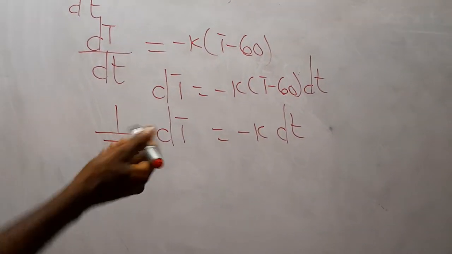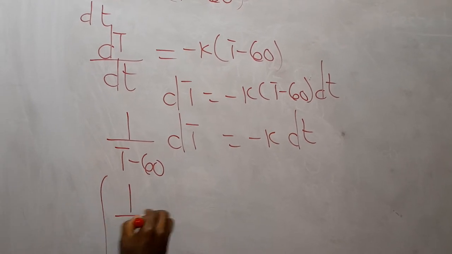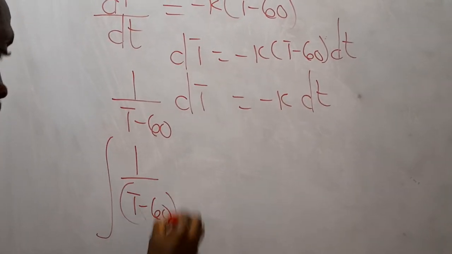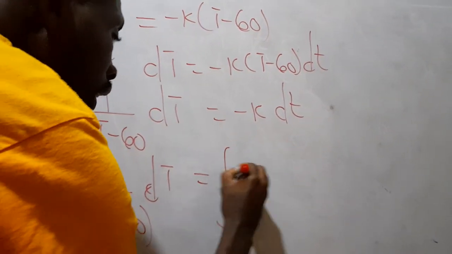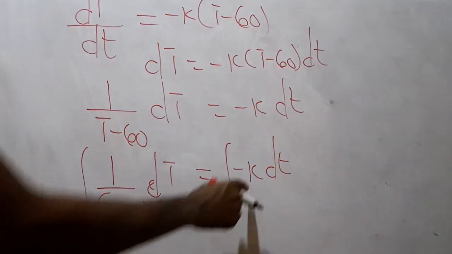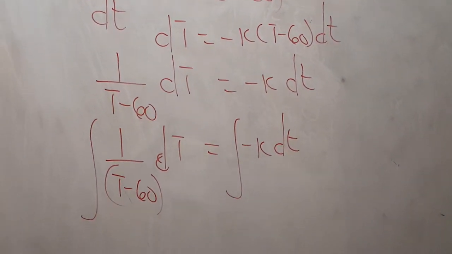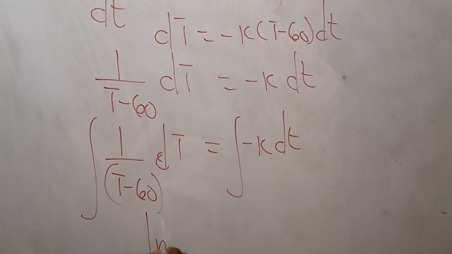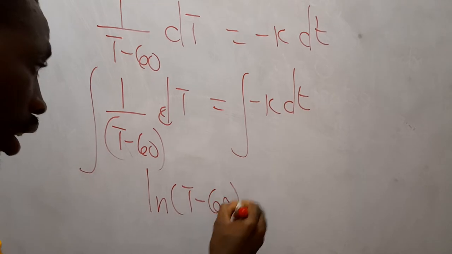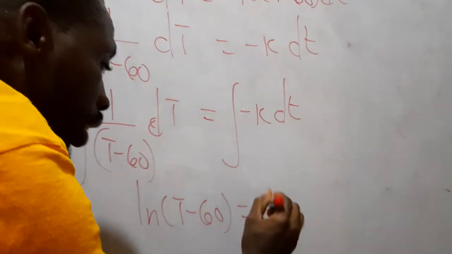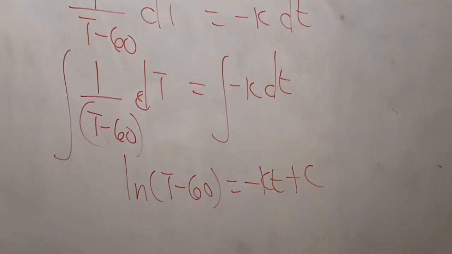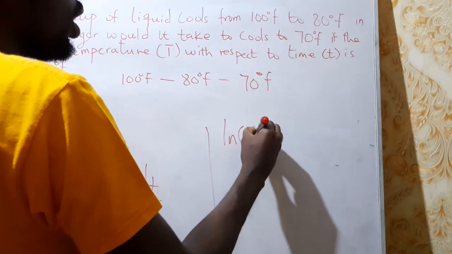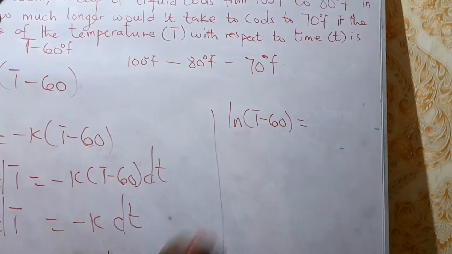What do we do? We can integrate both sides. So we say the integral of 1 over T minus 60 dT will be equal to the integral of negative k dt, where negative k is a constant. So when we integrate this, we get ln(T minus 60) equal to negative kt plus our constant.